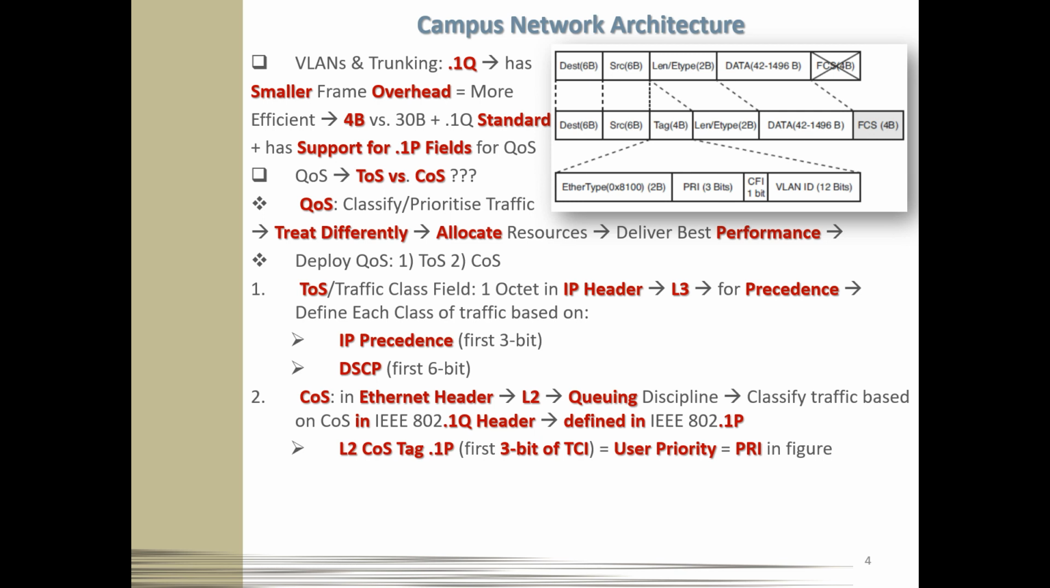Here, I'm going to talk about two ways to deploy quality of service in a network. We have TOS, type of service, and we have COS, class of service. So type of service and class of service are two ways in order to deploy quality of service in the network.